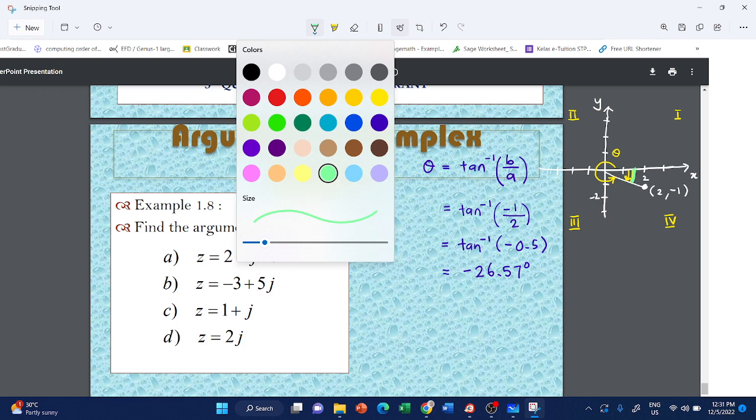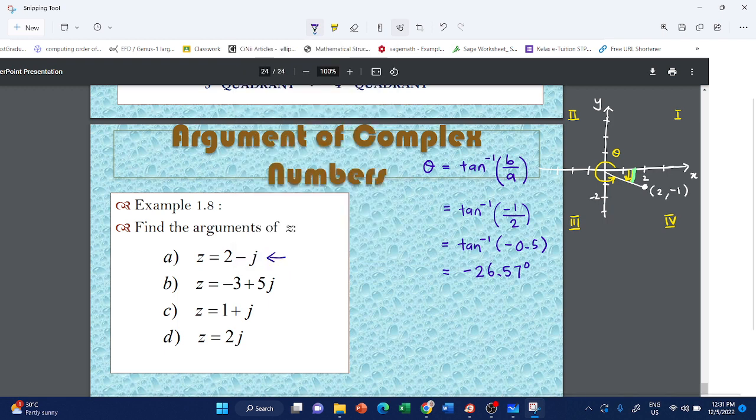You need to find the equivalent angle. So to find the equivalent angle, we know that a complete rotation of the circle is 360, right? So to get the equivalent angle, you have to deduct. That means 360 minus 26.57, because the angle on the green side is 26.57.